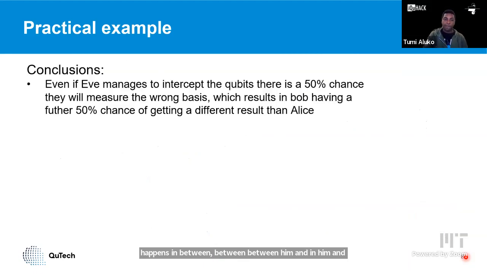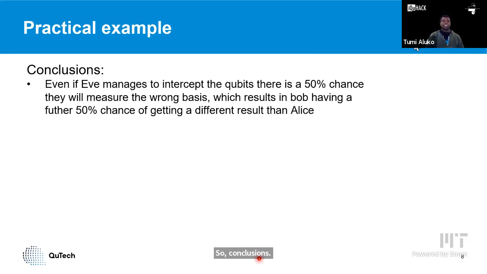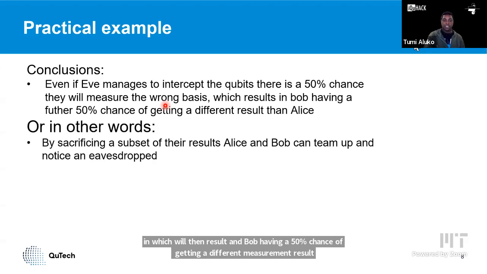So, to draw conclusions, even if Eve manages to intercept qubits, there's a 50% chance that she will measure in the wrong basis. Of course, this is assuming that Alice does properly randomly choose the bases that she measures in, which will then result in Bob having a 50% chance of getting a different measurement result than Alice.